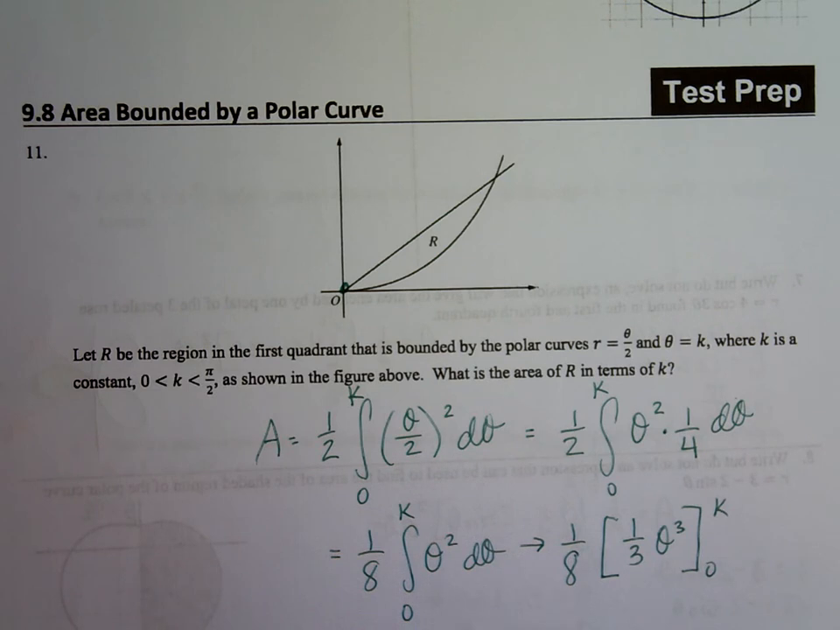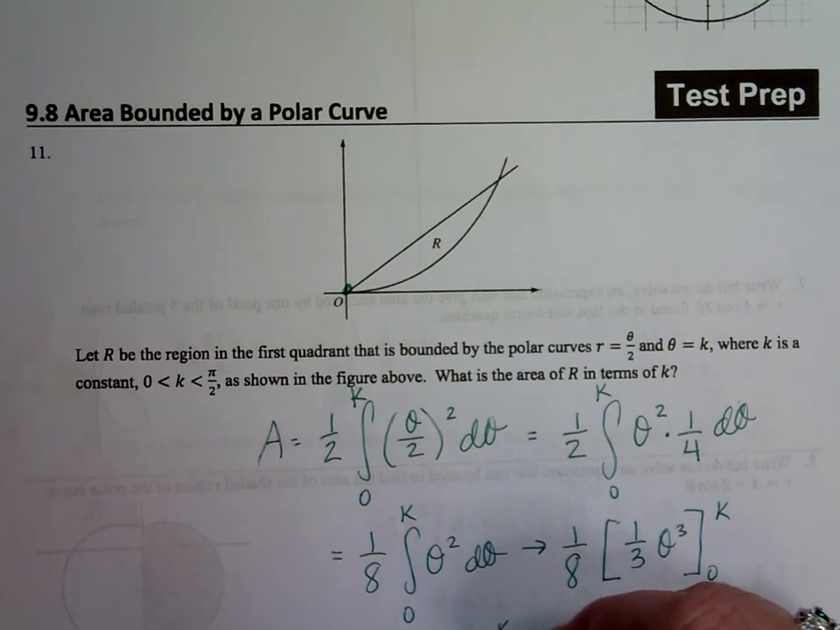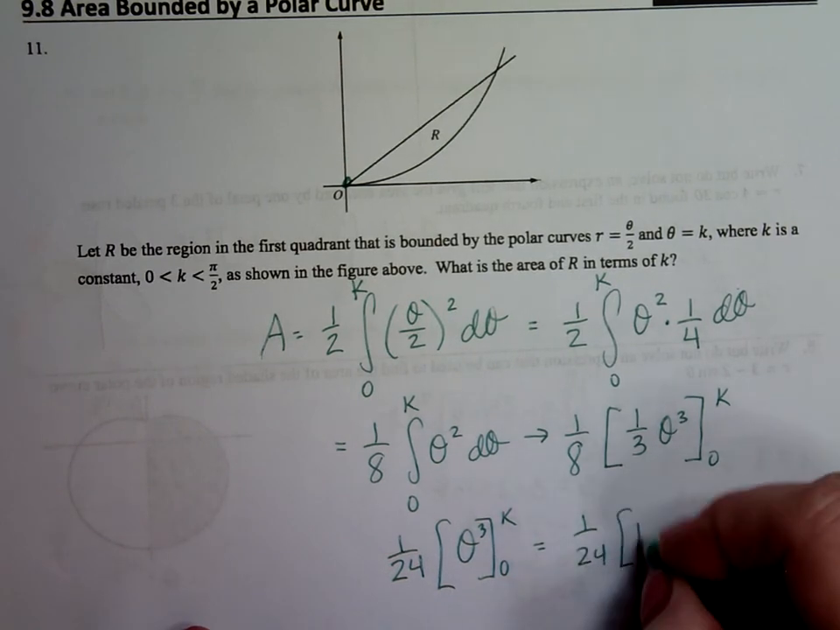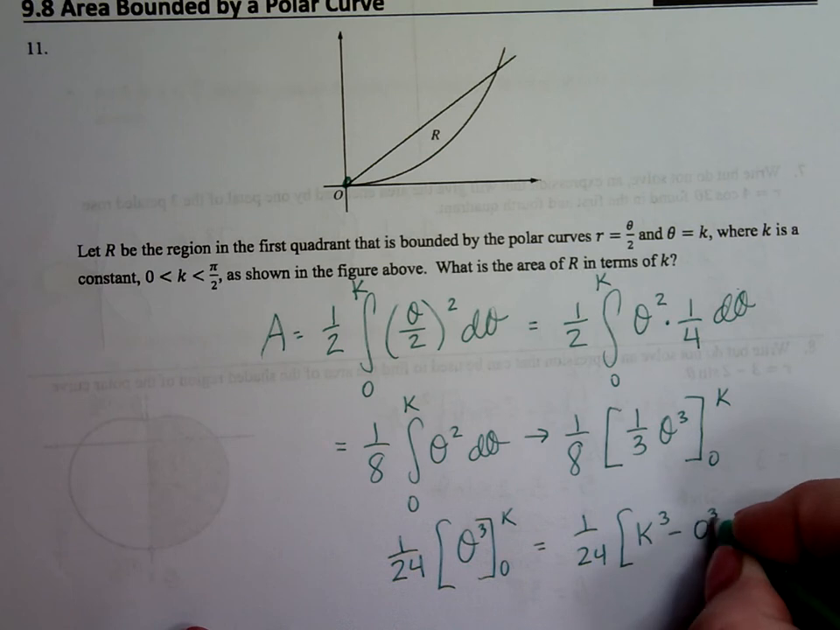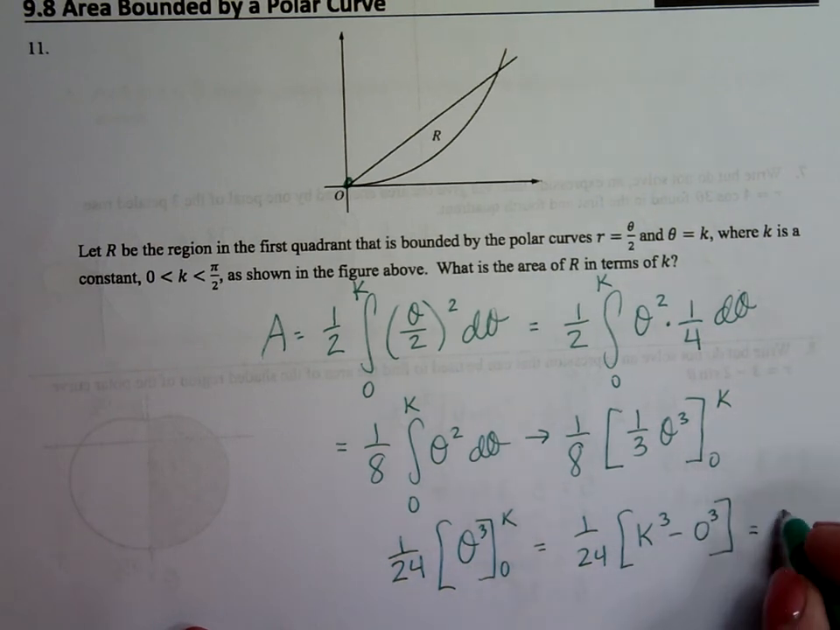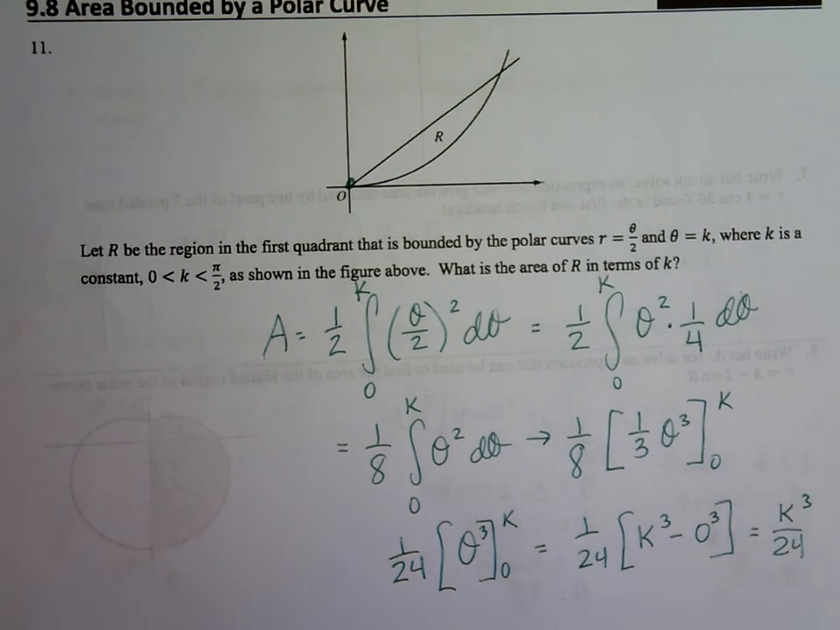So what does that look like? Let me pretty it up just a little bit more. 1/3 times 1/8 becomes 1/24 theta cubed, going from 0 to k. So I've got 1/24 k cubed minus 0 cubed, right? F of b minus f of a gives me k cubed over 24. And that's your answer. What's the area of R in terms of k?